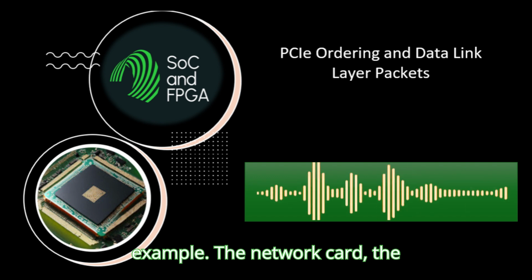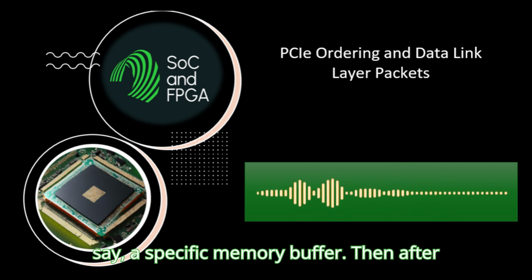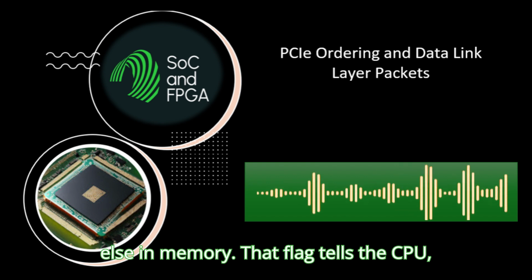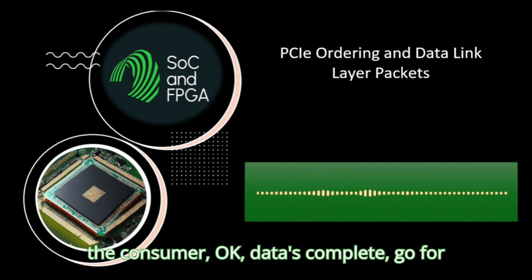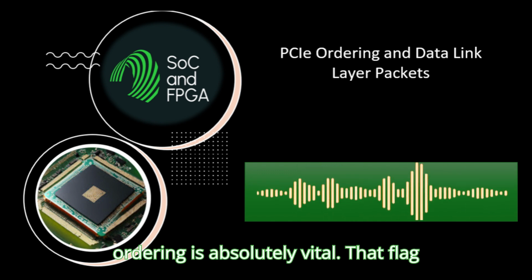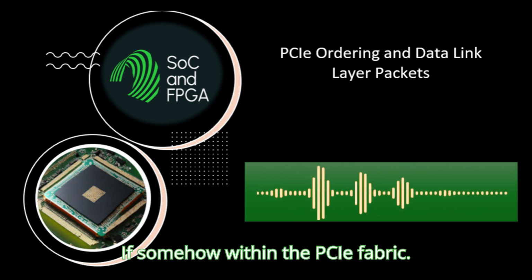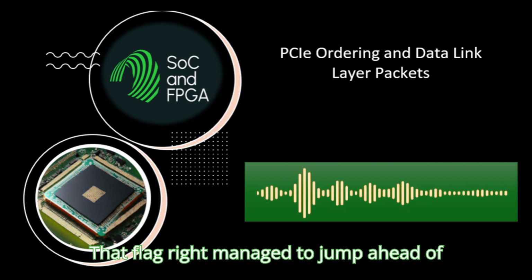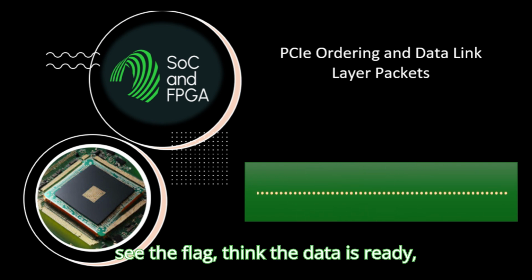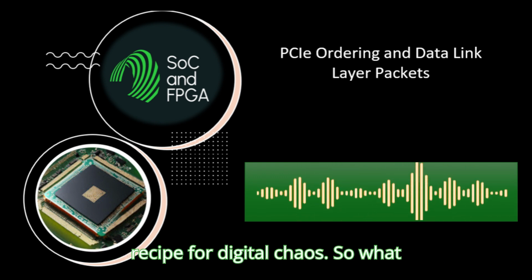The network card, the producer, writes the incoming data into, say, a specific memory buffer. Then, after that, it writes a little flag somewhere else in memory. That flag tells the CPU, the consumer, okay, data's complete. Go for it. Gotcha. And here's where PCIe ordering is absolutely vital. That flag must be written after all the data. Right. If somehow within the PCIe fabric that flag write managed to jump ahead of the data writes, the CPU might see the flag, think the data is ready, and start processing garbage. Incomplete, corrupted info. Yeah, that sounds like a recipe for digital chaos.